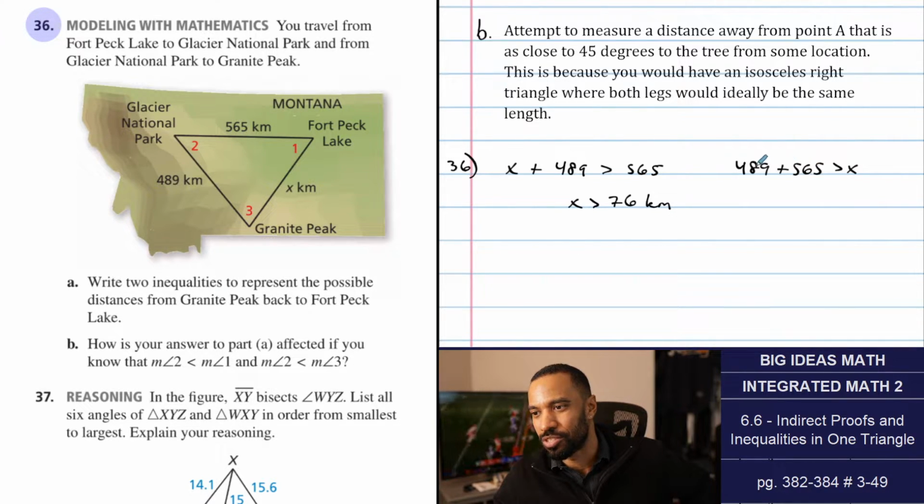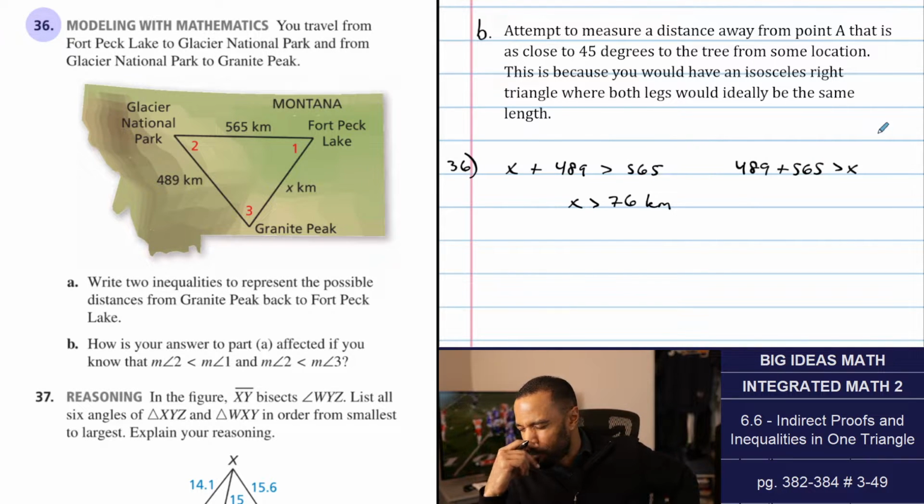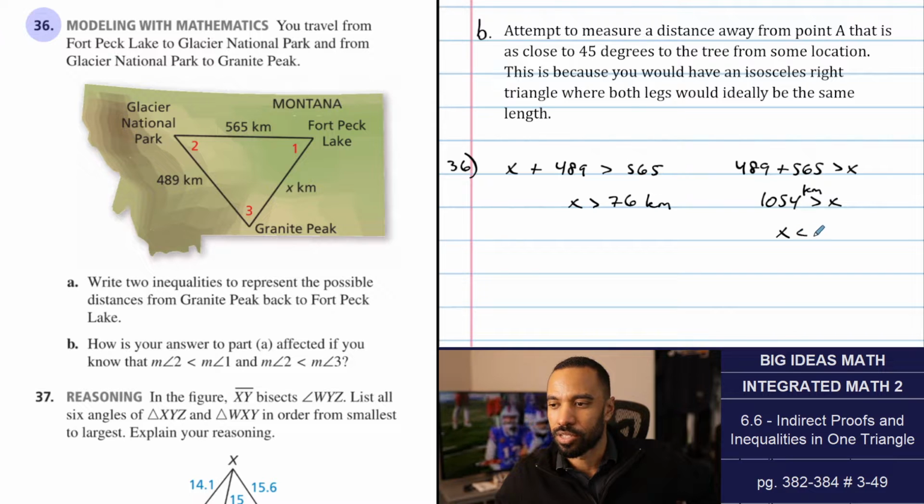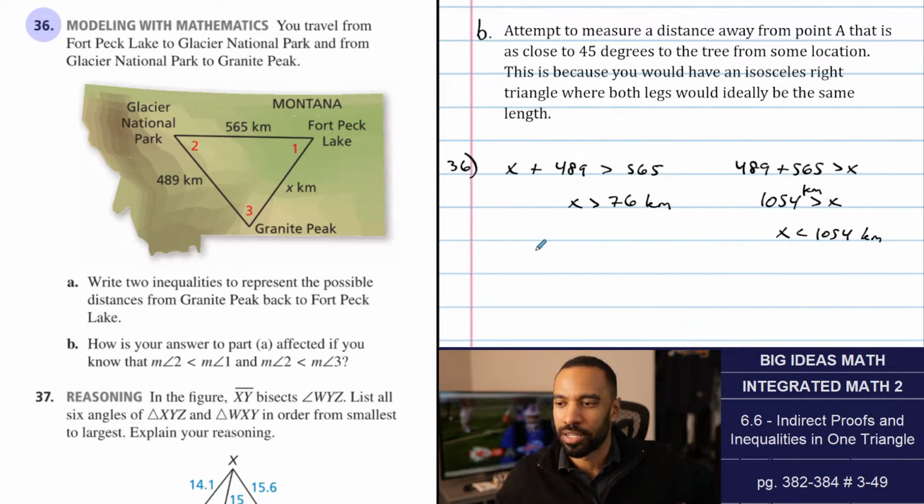I'm so bad at this math, guys. I'll be honest. So let's first add the 65 and you get 554. And then add the 500 with that. You get 1,054 kilometers, by the way. So x is less than 1054 km. So anywhere between 76 and 1054 kilometers, that's a large discrepancy.